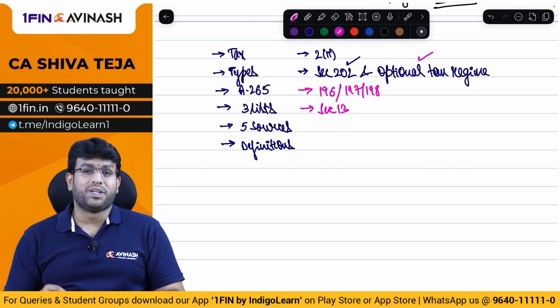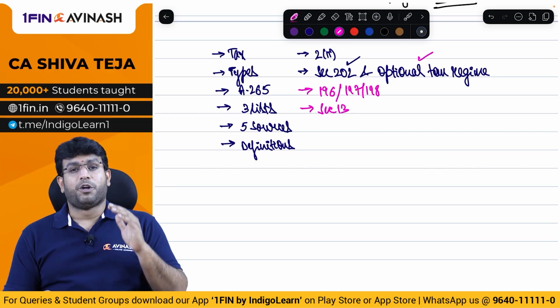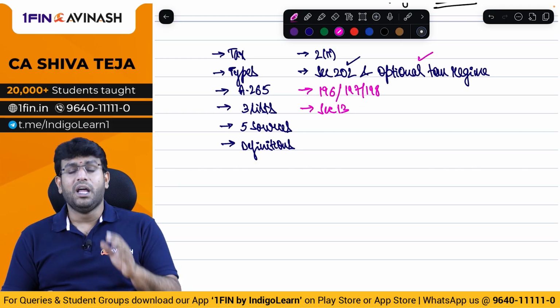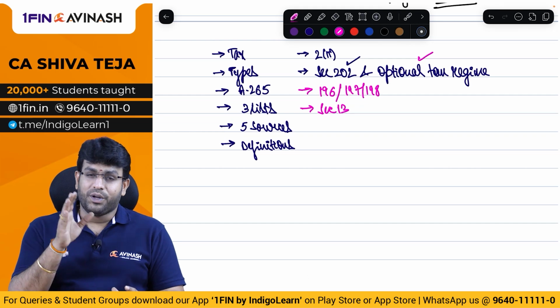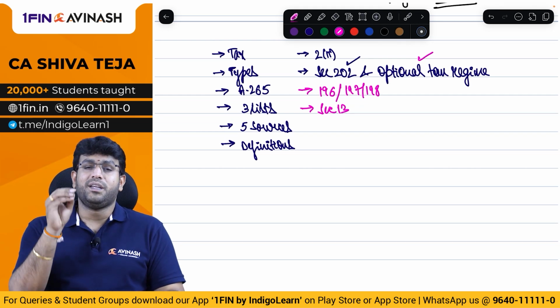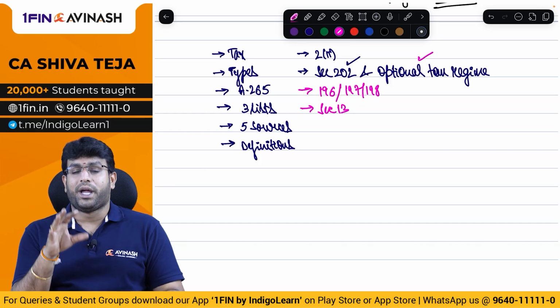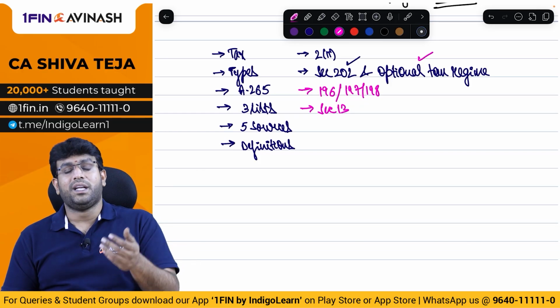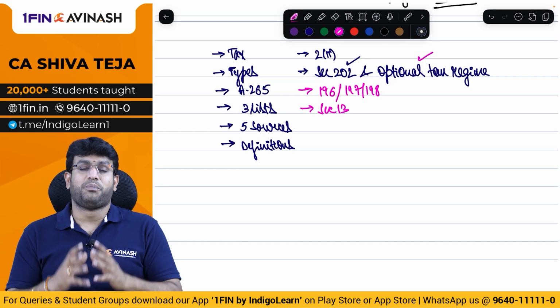And what are the 5 heads of income, my dear friends? Income from salaries, income from house property, profits and gains from business or profession, income from capital gains, income from other sources. And moreover, an interesting point is that if any income is taxable and it is not covered by the first 4 heads of income, then it will automatically come under income from other sources.